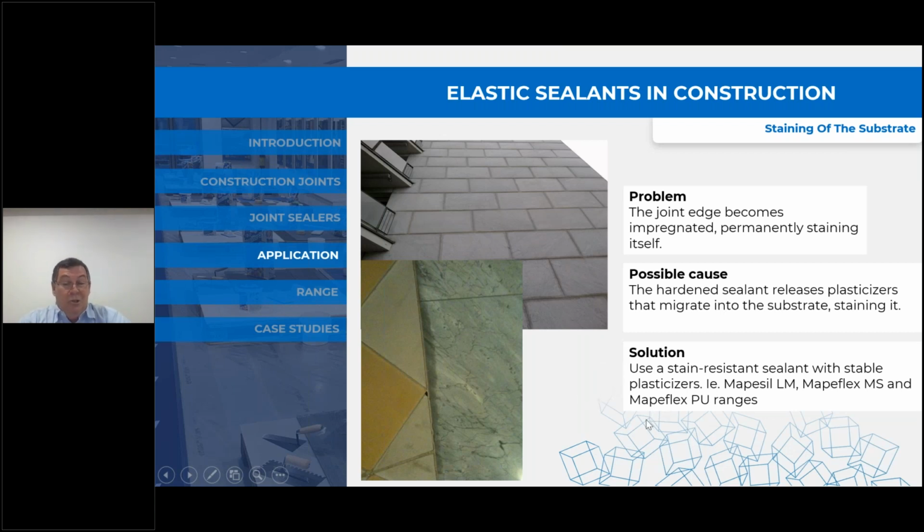So the solution is to use a stain-resistant or a non-staining material, and that can be Mapei LM, which is one of our silicones, but it's a unique silicone in that it does not bleed silicone oils and will not stain natural stone. An alternative to that is one of the MS products or the polyurethane, the Mapei PU range.